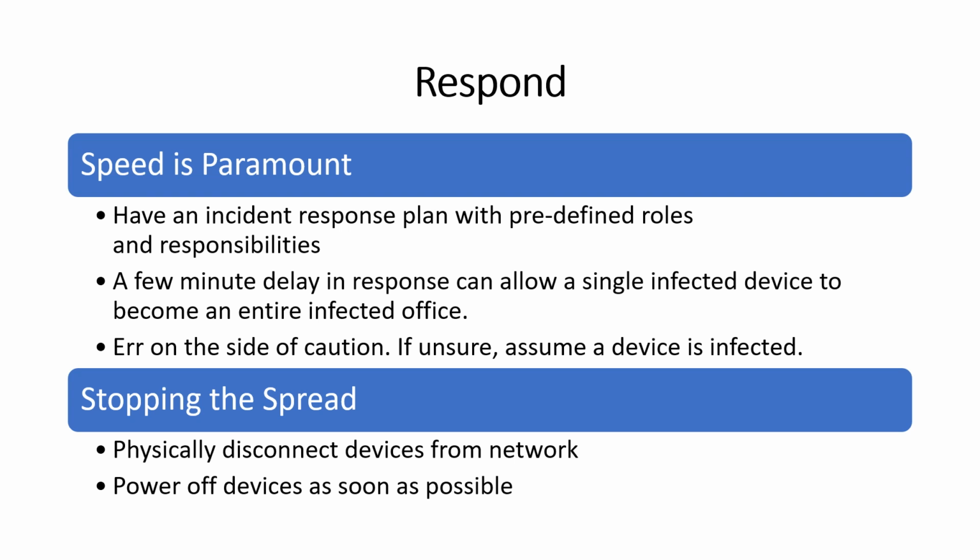Speed is paramount. Have an incident response plan with predefined roles and responsibilities. Err on the side of caution. If unsure, assume a device is infected. Stopping the spread often includes physically disconnecting devices from the network and powering off the devices as soon as possible.